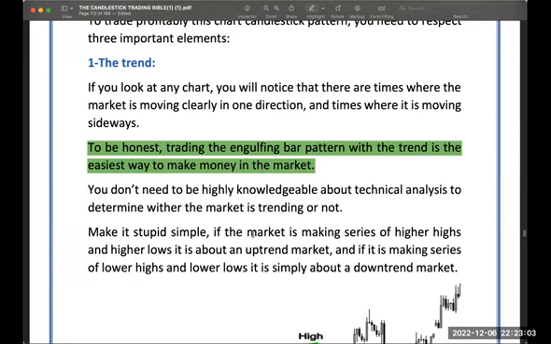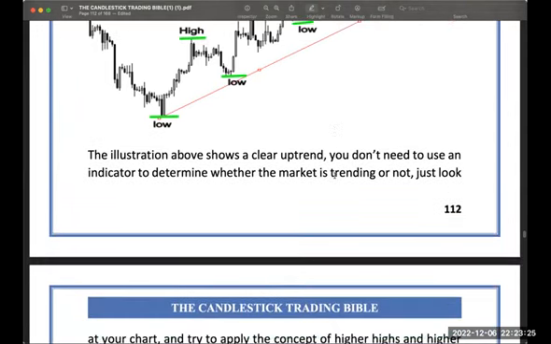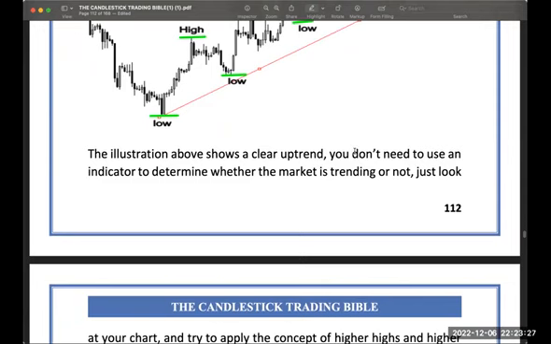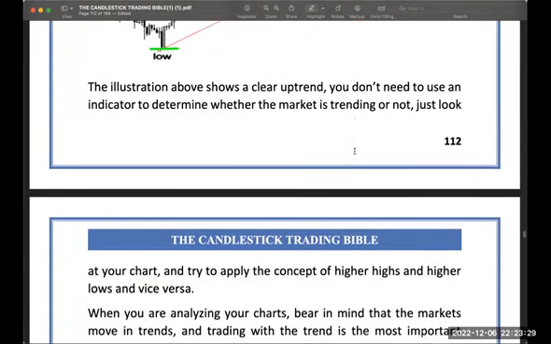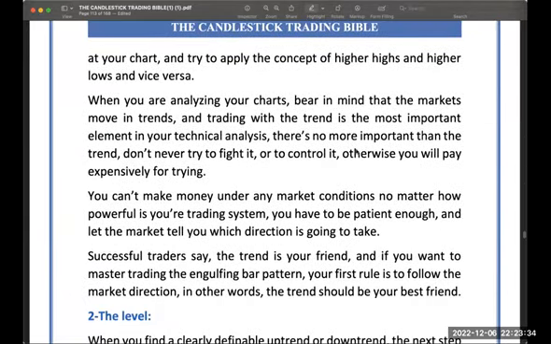Make it stupid simple. If the market is making a series of higher highs and higher lows, it is an uptrend market. And if it is making a series of lower highs and lower lows, it's simply a downtrend market. You can see this as an example. We've been talking about this on most of the sessions. What's a clear uptrend? The illustration above shows a clear uptrend. You don't need to use an indicator to determine whether the market is trending or not. Just look at your chart and try to apply the concept of higher highs and higher lows and vice versa.